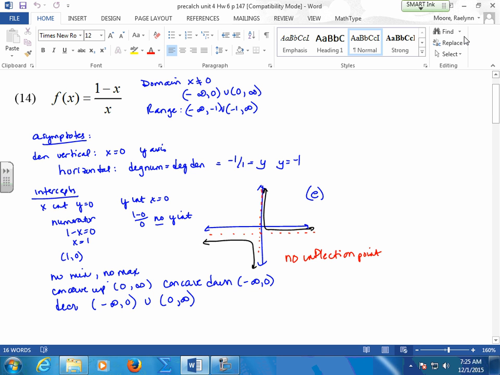Again, work your domain first. Your range you're going to have to come back to. You don't know where your mins and maxes are right now. You don't know where your asymptotes are right now. Find your asymptotes. Follow your roots for your verticals. Your verticals, take your zeros of your denominator.